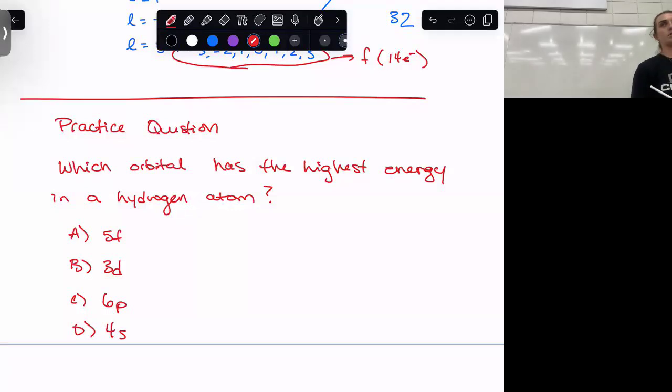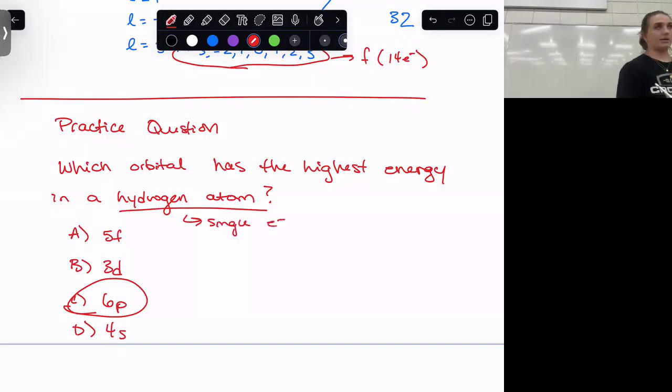Which one has the highest N value? 6p. 6p does, right? 6p is the 6th energy level. That means it's the farthest away from the nucleus. So that's going to be its highest energy for a single electron atom, right? Whenever we have a hydrogen atom, we're saying this is just a single electron.